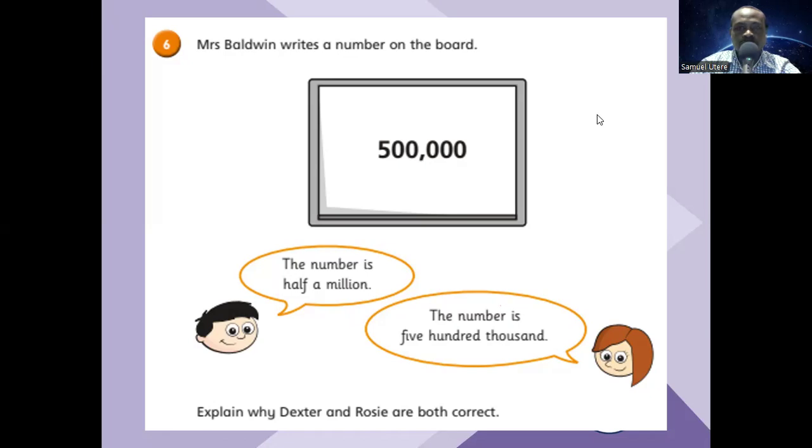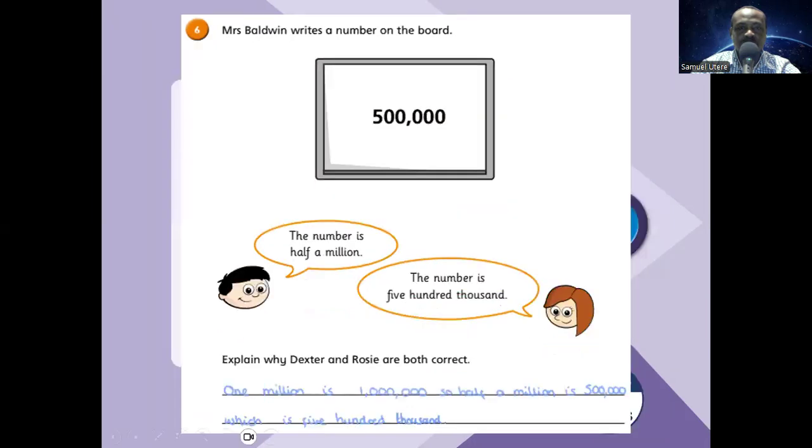Assuming you've paused the video and you've worked through the problem, here is the answer. Let's discuss it. Here you asked, Mrs. Baldwin writes a number on the board. And here is the number. The number is 500,000, and this one says the number is half a million. Okay, they're both correct. Remember what we discussed just now a few minutes ago when we were discussing the example before this exercise. So they're both correct. 500,000 is half of a million, and we can also read this as five hundred thousand.